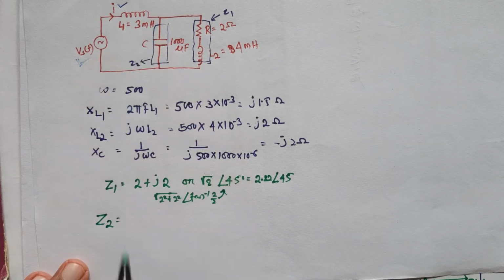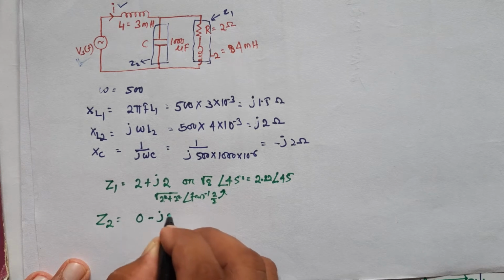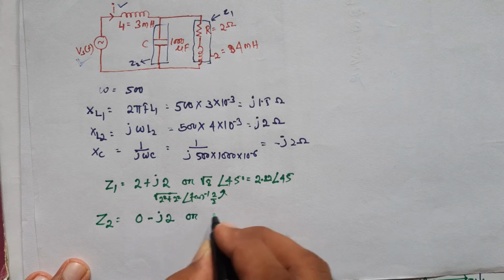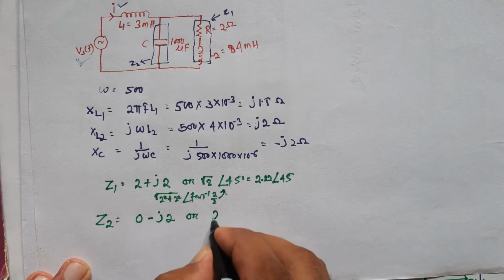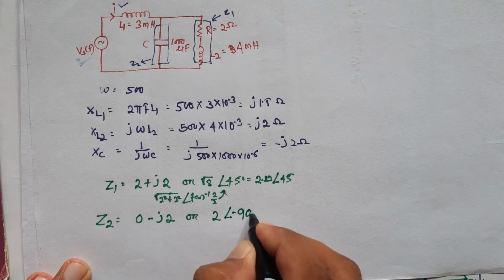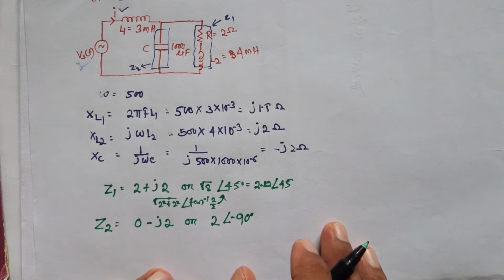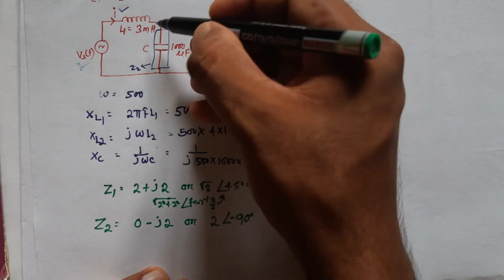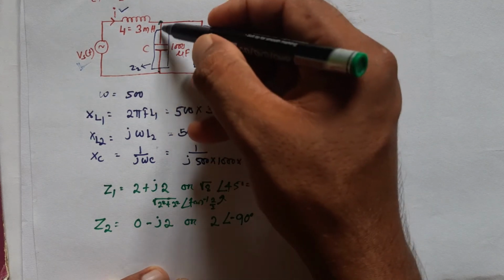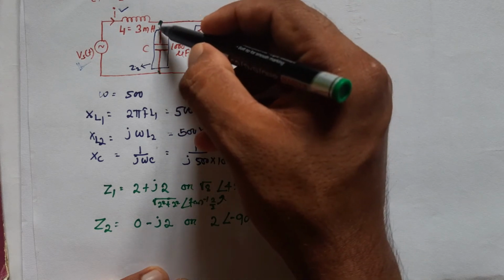Next we find the Z2 value. Z2 is only the capacitance, so it is j0 minus j2. When we convert this to polar form, it is 2 angle minus 90 degrees. This is Z1 and Z2. Our requirement is to find the current. If we find the potential across this, we can find the amount of current flowing through it.